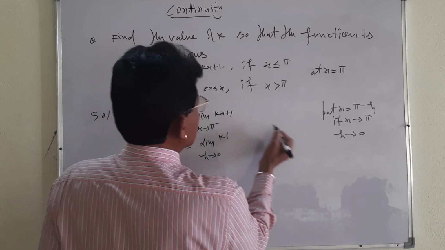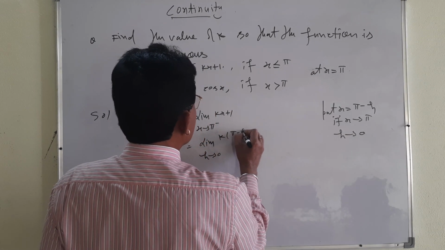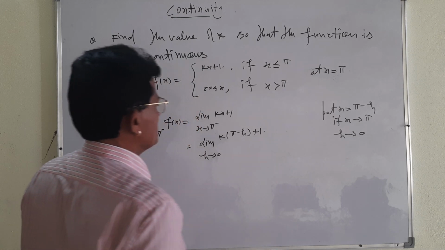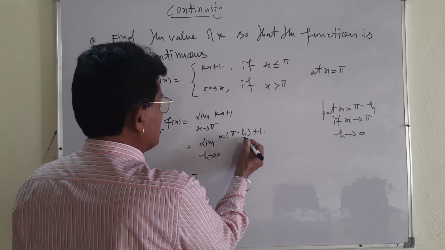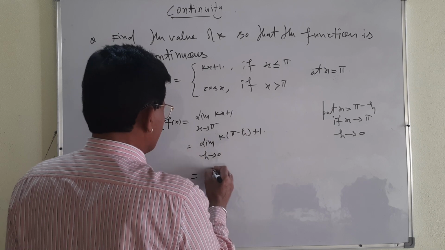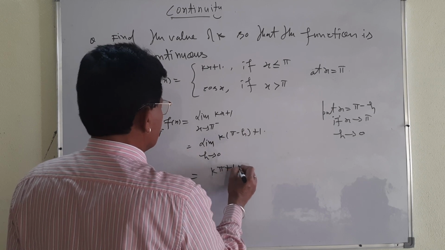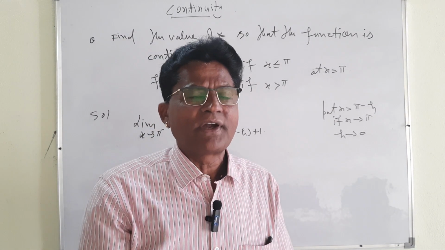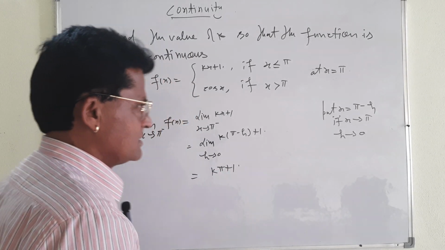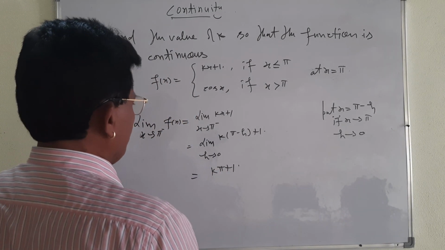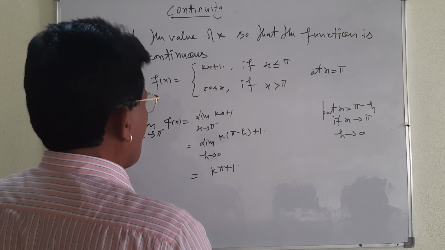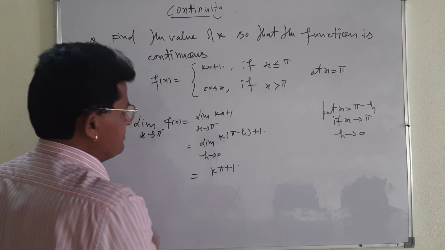In place of x we will write pi minus h, and plus 1. Now take the limit. In place of h you will write 0. It gives k pi plus 1. As I told you, so many methods are there to find out the value of one particular question. See, this question is very important.